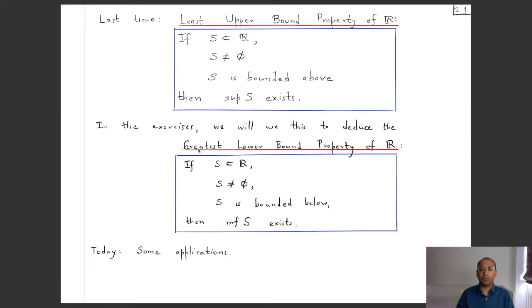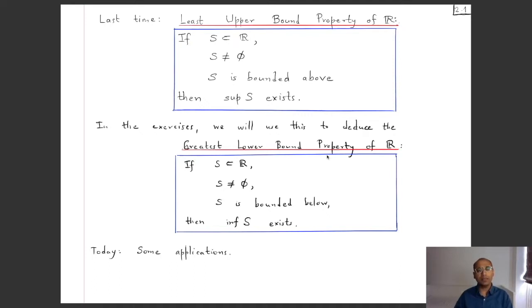So we just assume the least upper bound property of R, and then we will deduce that R also has this property. From now on we are allowed to then use both of these properties for the set of real numbers. So what are we going to do today?